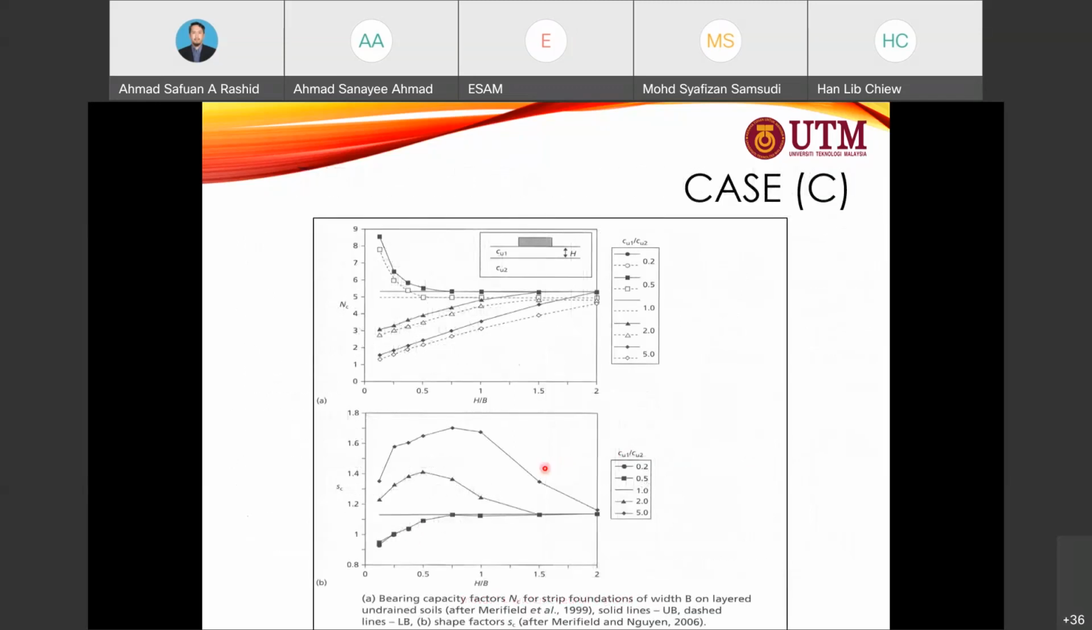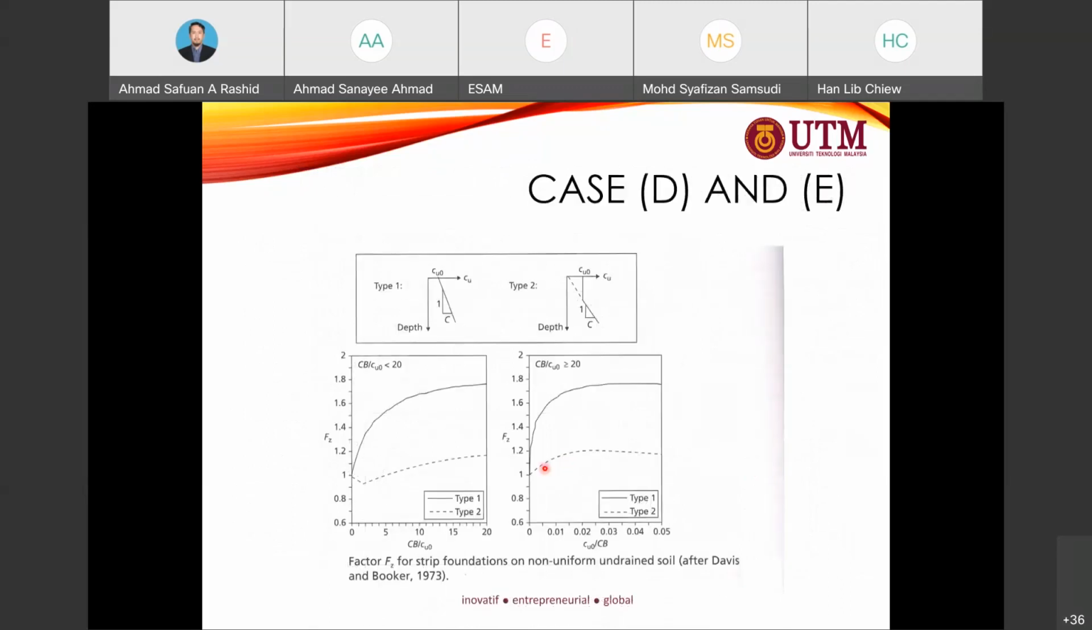So this is for case C, to determine the NC under a different layer of soil. Then we have the NC, then SC. For cases D and E, we use the term FZ to estimate the end bearing value. That is for the undrained condition, which represents clay.